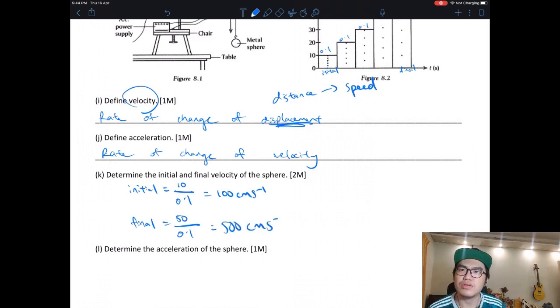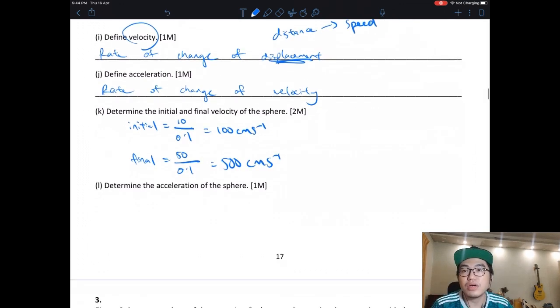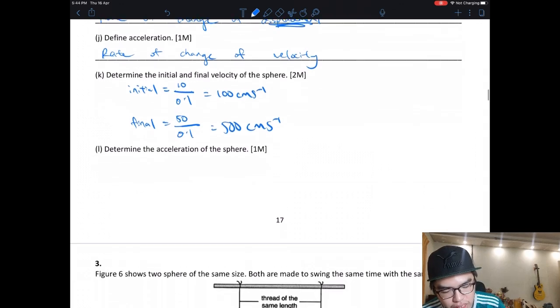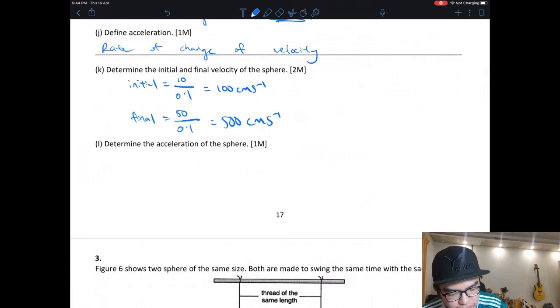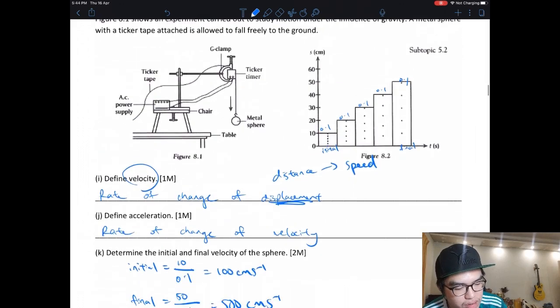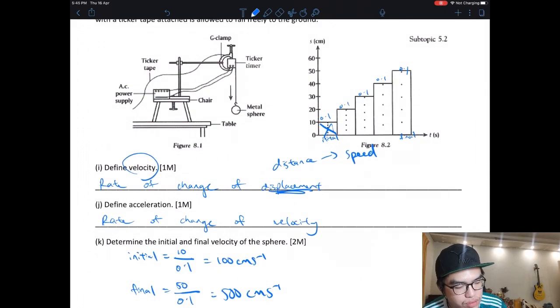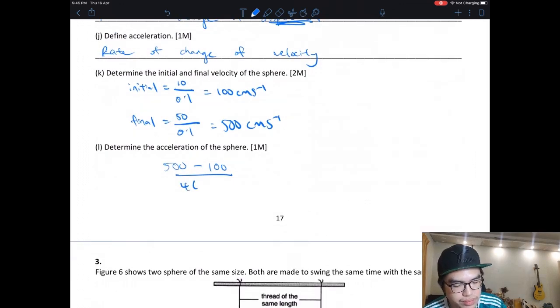You might say, oh, the unit is so big. You want to put meter? Yeah, sure, why not? So acceleration, final minus initial. What's my total time? Again, don't count the first strip. How many strips here? 1, 2, 3, 4. So 4 strips. Each strip is 0.1. So 400 divided by 0.4. You should get 1000.